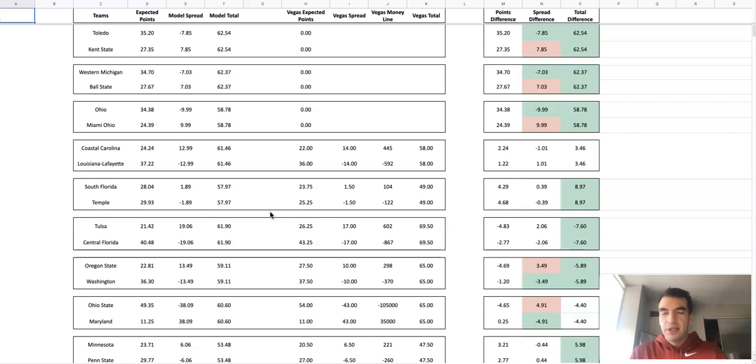So yeah, that is the college football model. We've been hitting above 60% this year, and about 45 units total. It's been a great season so far. I hope you guys have been subscribers for a long time and have enjoyed the ride with us.